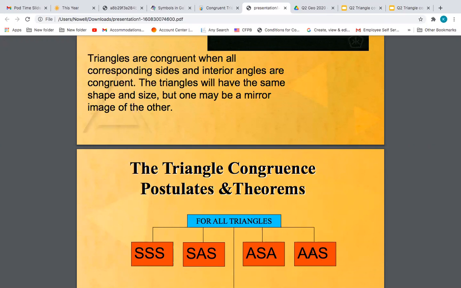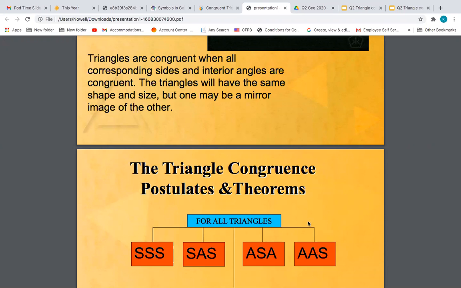So if you can prove any of these for two triangles, then those two triangles are congruent. Then if you measure the third angle or third side that you are missing, they will be exactly equal.